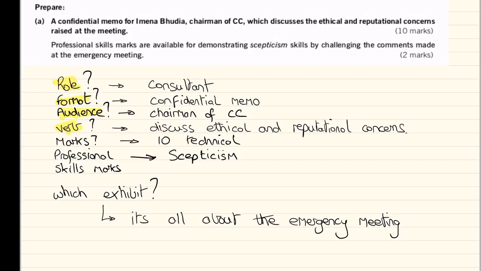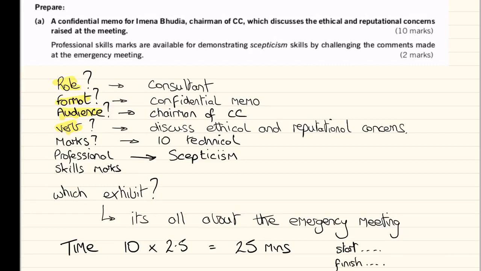The exhibit is probably about the emergency meeting, but also a little bit about the annual report at the beginning. The other thing I would always be conscious of is my time. So thinking about my time here, I've got 10 technical marks which I need to get. So 10 times 2.5 is equalling 25 minutes. And in answering this, as always, very, very strict. I write down my start time and I write down my finish time.